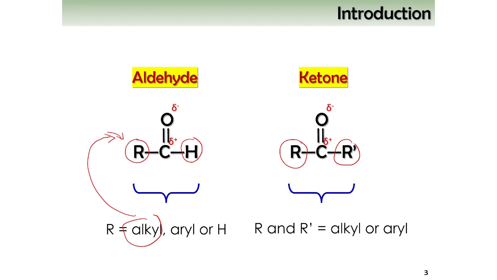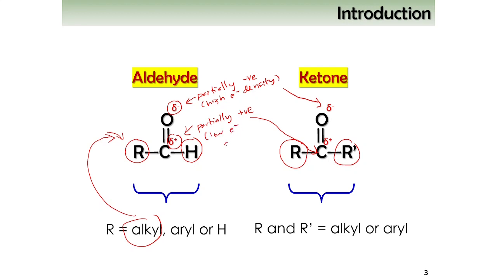What is drawn here, delta negative and delta positive, shows that this part is partially negative, or we can say high in electron density, and this one is partially positive. The same thing for this one, oxygen. It refers to the oxygen, which is partially negative, while the carbon here is partially positive, which means it has low electron density.